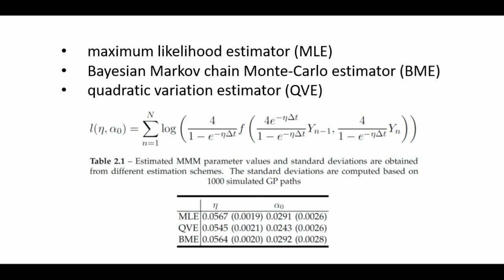The Bayesian Markov chain Monte Carlo estimate follows standard approaches, and the quadratic variation estimator is a little alternative approach. All of them give very similar results, so we will stick with the maximum likelihood estimate for the examples that we will consider subsequently.